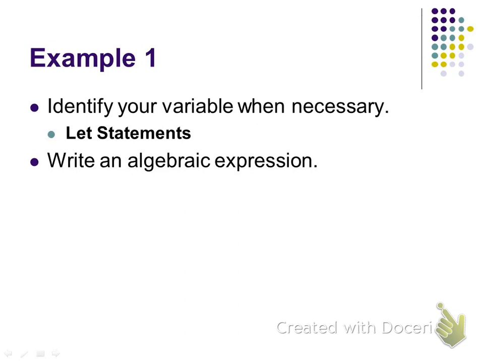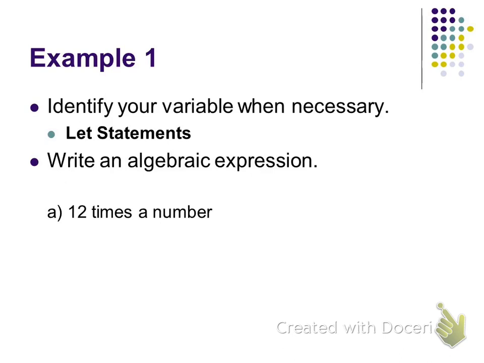So here's example 1. It says to identify the variable when necessary. We're going to do that using a let statement, and we're going to write an algebraic expression. Here is part A. Now in your notes, it says blank times a number. You have to fill in that part, so the questions aren't already done for you. You kind of have to follow along, fill in the question, and answer it with me.